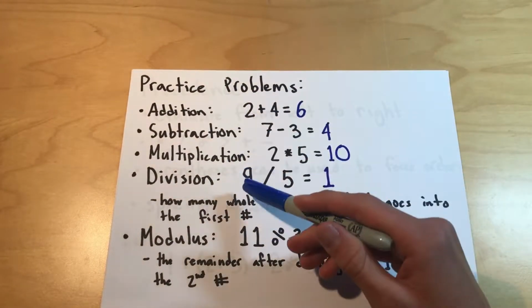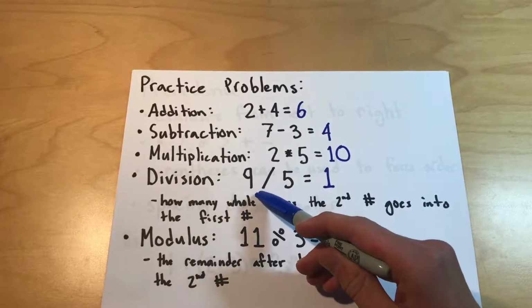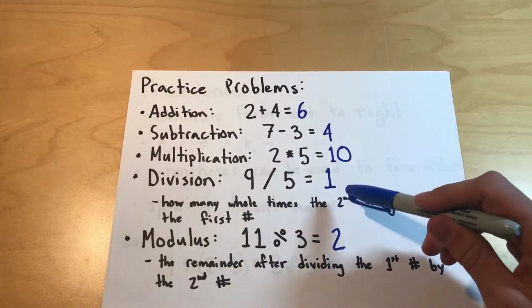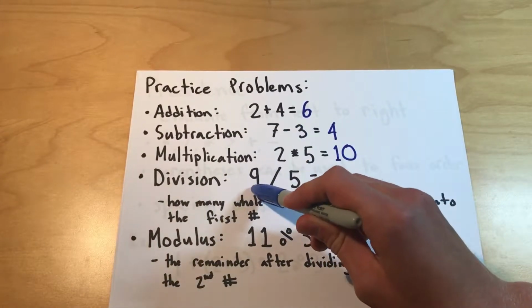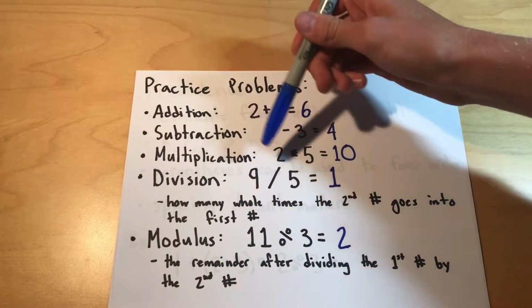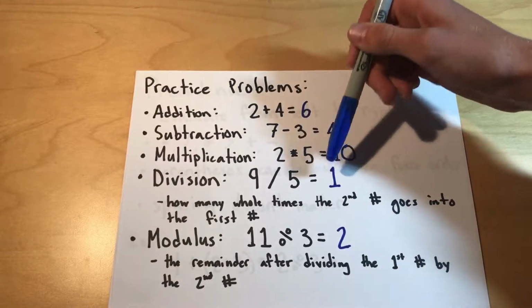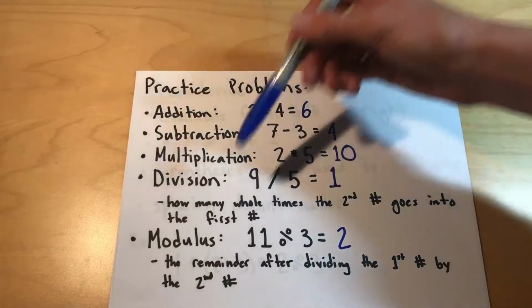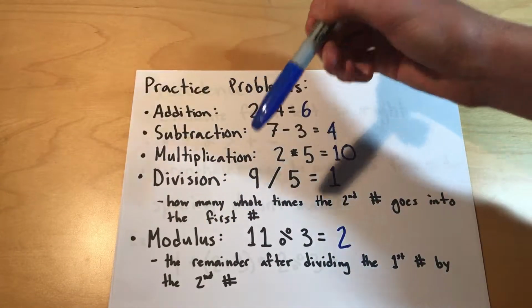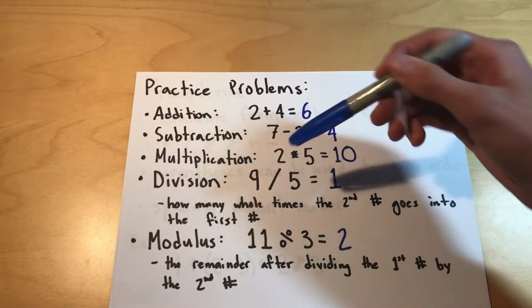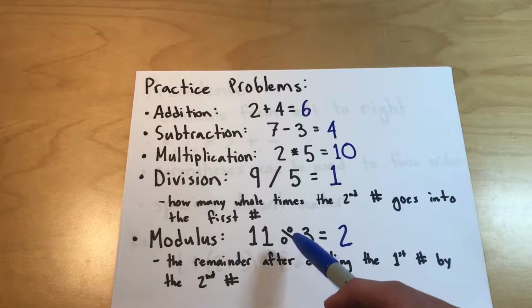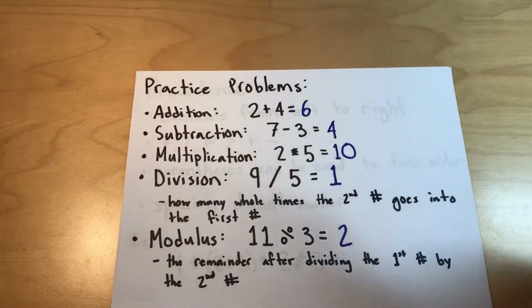But if we look here at division, when we're dividing 2 integers, it's how many times the second number goes into the first number. So when we divide 9 by 5, it only goes in one whole time. For modulus, it's a little different. It's the remainder after dividing the first number by the second number. After dividing the 11 by 3, we would get 2 remaining.